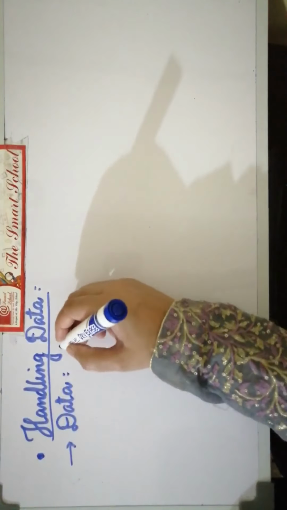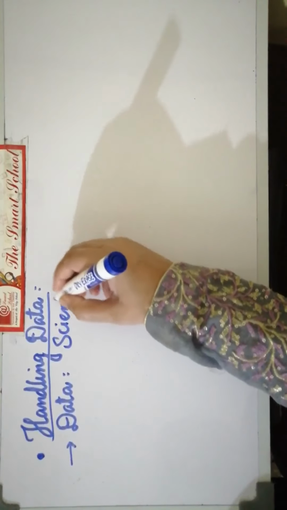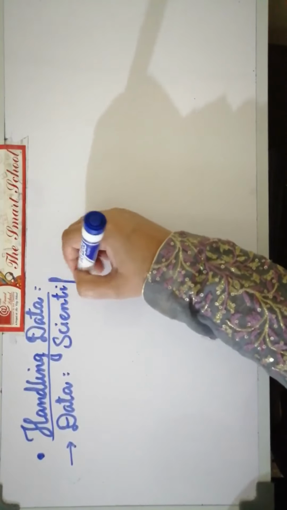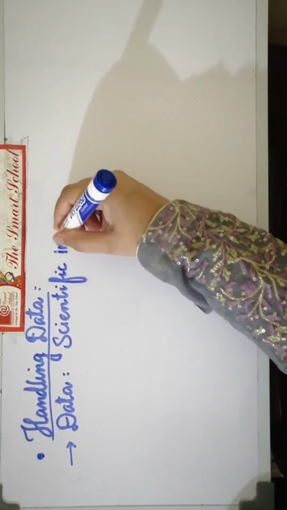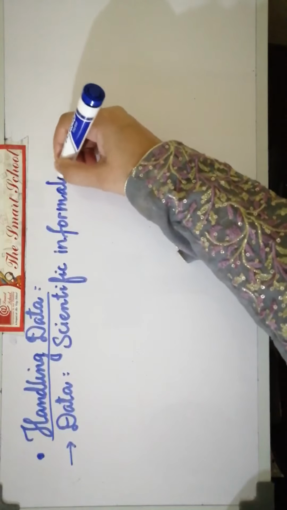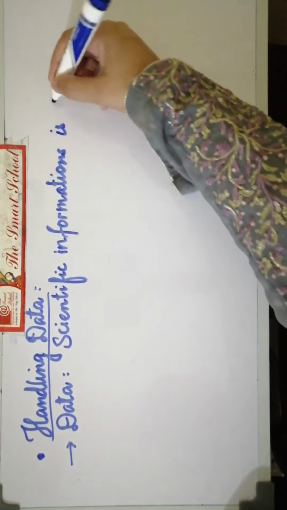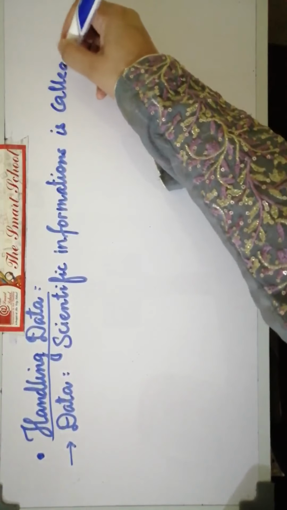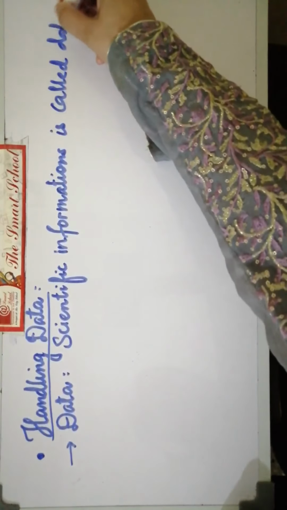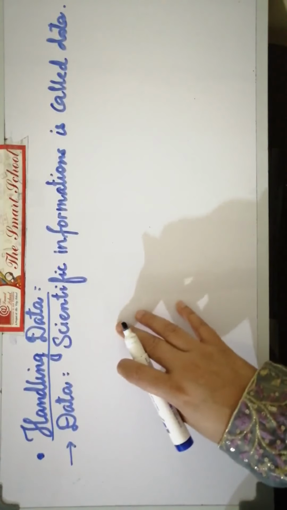So here comes the definition. Data is basically based on your scientific information. What is data? Scientific information is sometimes called data. So this is the definition of data.